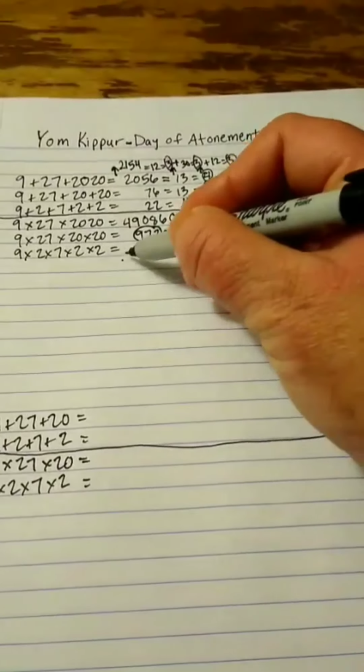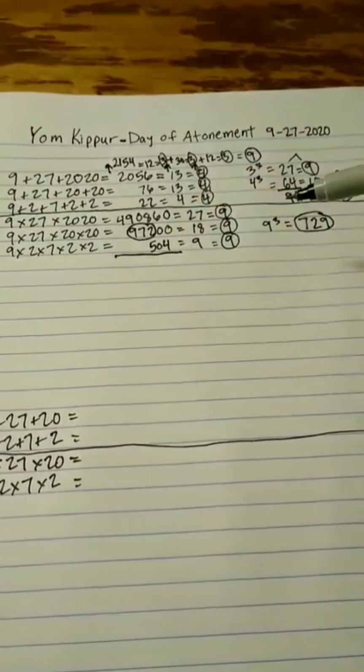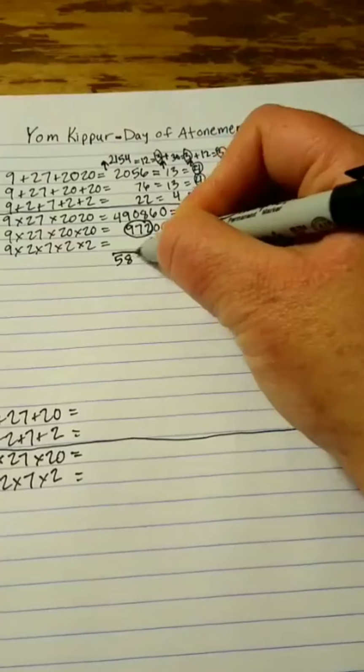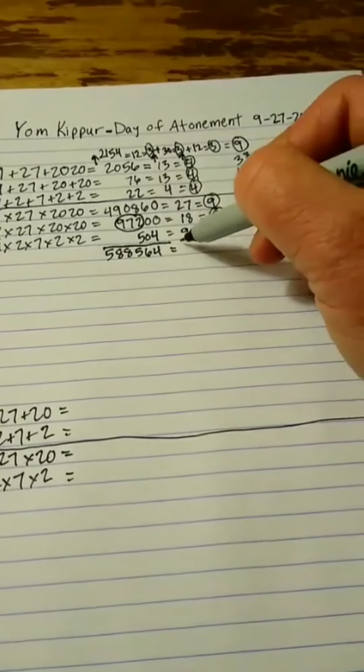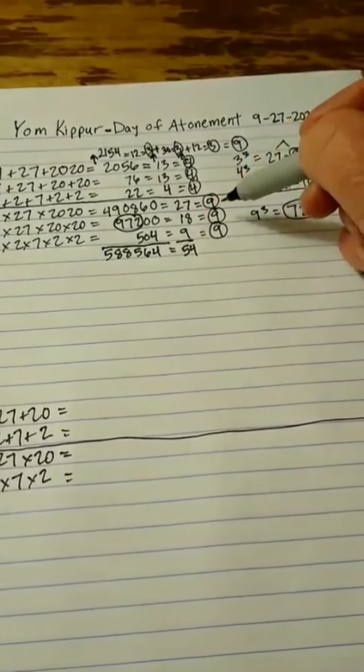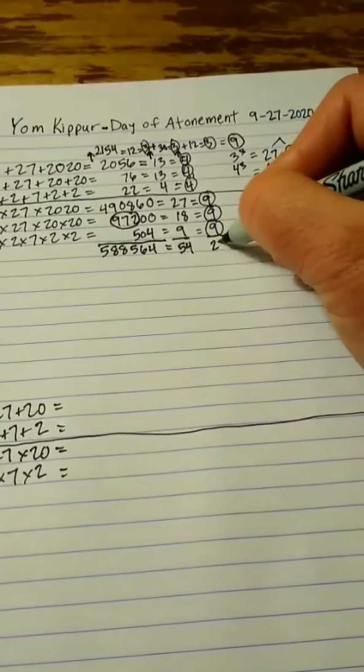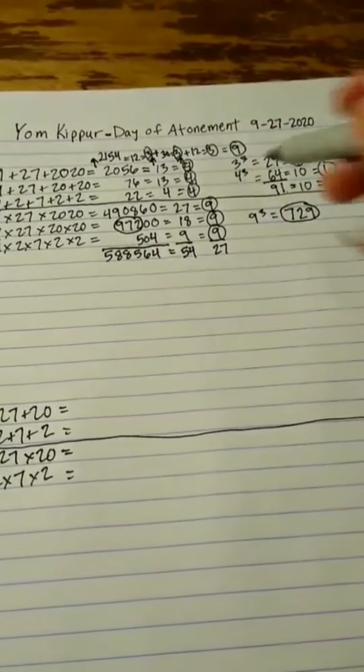All right? So we got 490,860 plus 97200 plus 504. And that actually comes to 588,564. All right? We're just going to go across. And then 27 plus 18 plus 9 is 54. And then 9 plus 9 plus 9 is 27 again. A lucky number. Look, 27, 27. That's a very important number.